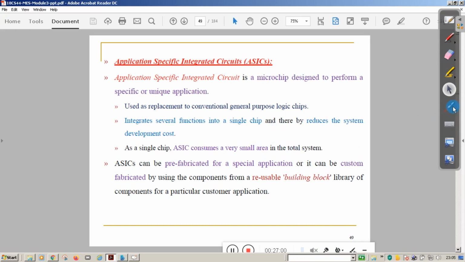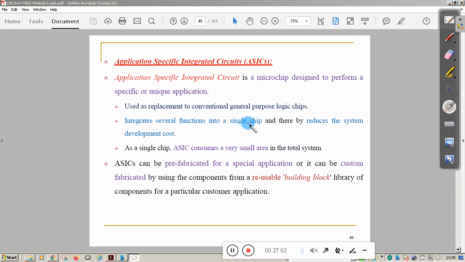So what will this chip do? It integrates several functions into a single chip and thereby reduces the system development cost. It will consume less power and less area also. ASICs can be prefabricated for a special application, or they can be custom fabricated using components. So it is a custom design.